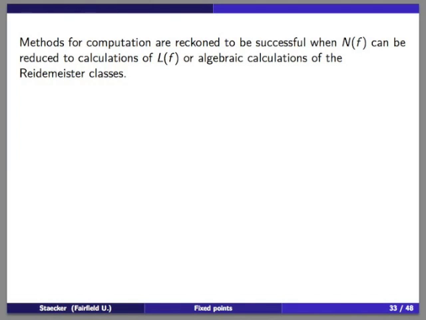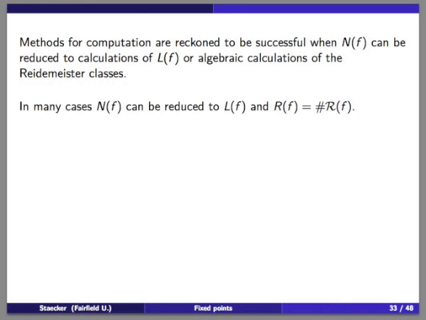Typically in these scenarios, at least in the best case, a method for computing is successful when the Nielsen number can be reduced to calculations of the Lefschetz number or to algebraic calculations involving the Reidemeister classes. In that case, you feel like you've done a good job because you've reduced the Nielsen number, which is a geometrical question, to these more algebraic questions.